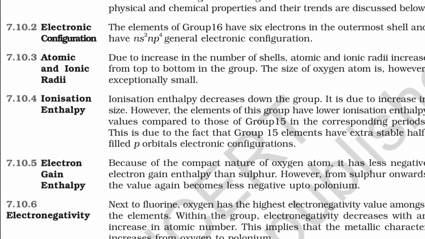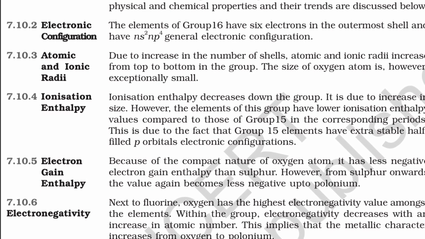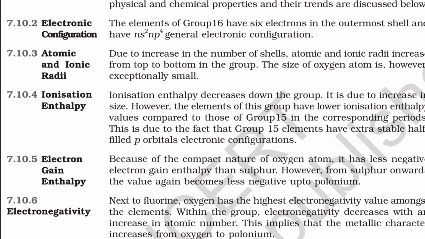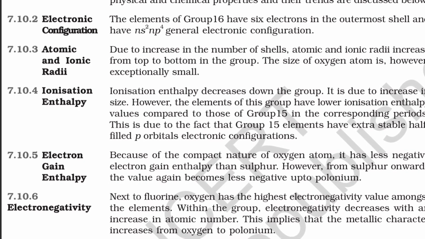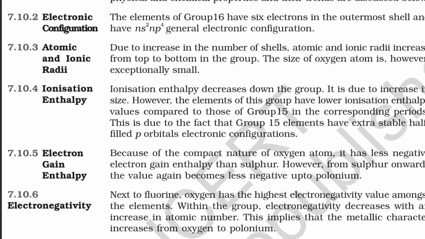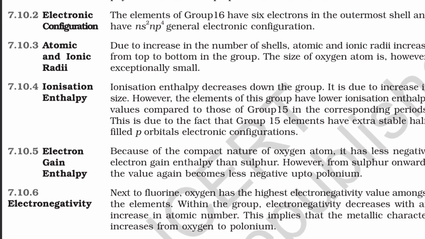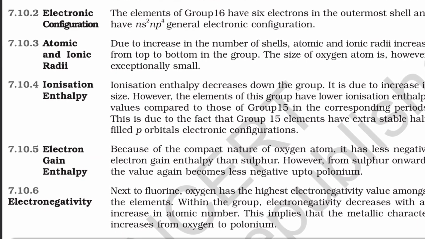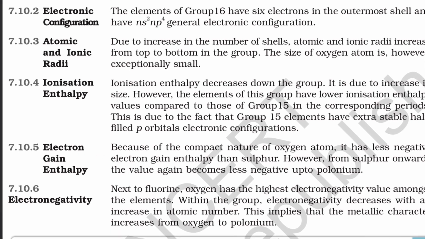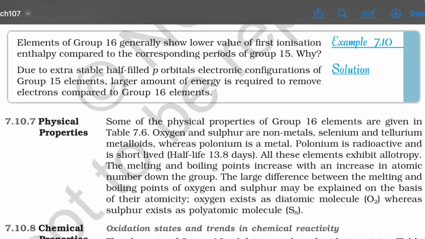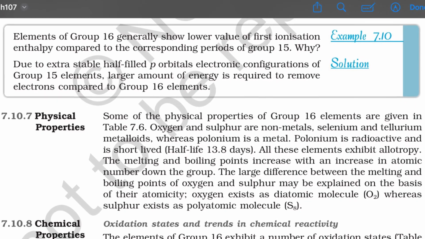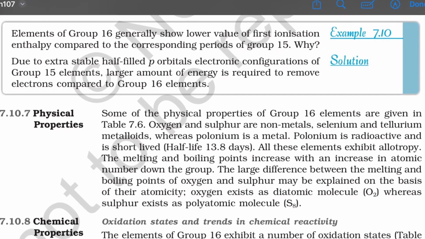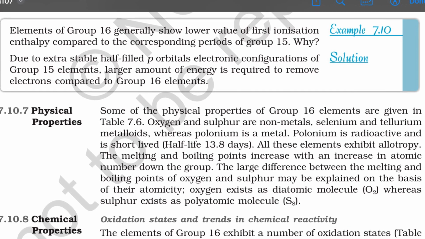Remember this point. Next to fluorine, oxygen has the highest electronegativity value among the elements. Within the group, electronegativity decreases with an increase in atomic number. This implies that the metallic character increases from oxygen to polonium. Here is a question: elements of group 16 generally show lower value of first ionization enthalpy compared to the corresponding periods of group 15. Why? Again, half-filled stability is the reason.